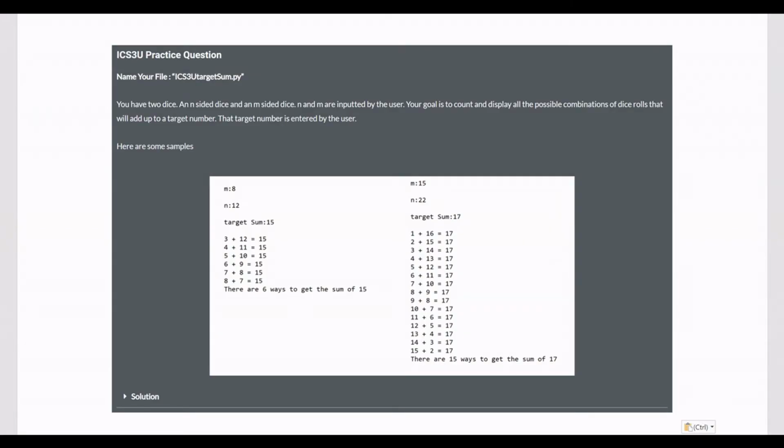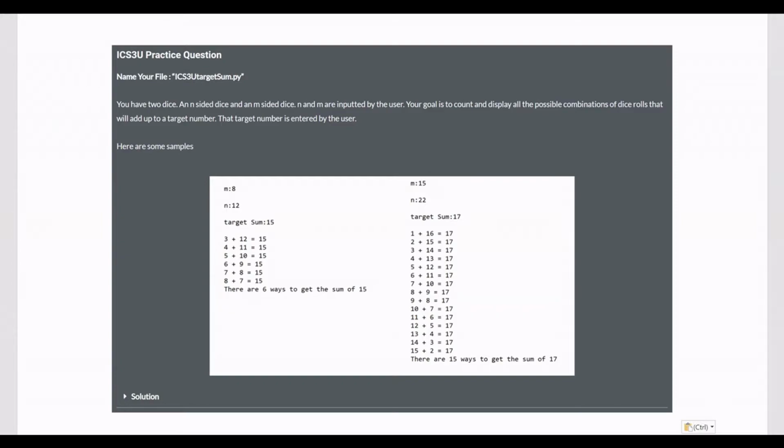All right, so in this question, it looks like we're simulating some type of dice roll simulation. We have an n-sided dice and an m-sided dice, and our goal is to count and display all the possible combinations of dice rolls that will add up to some target number, and the target number is entered by the user.